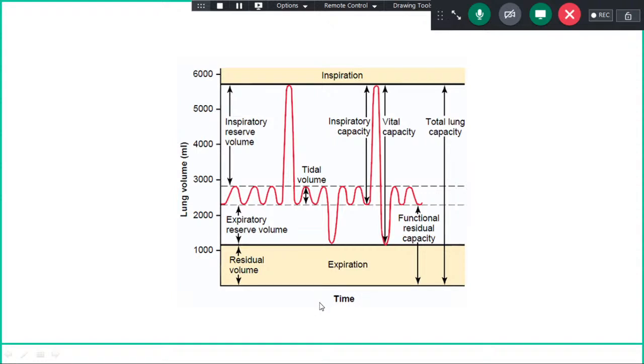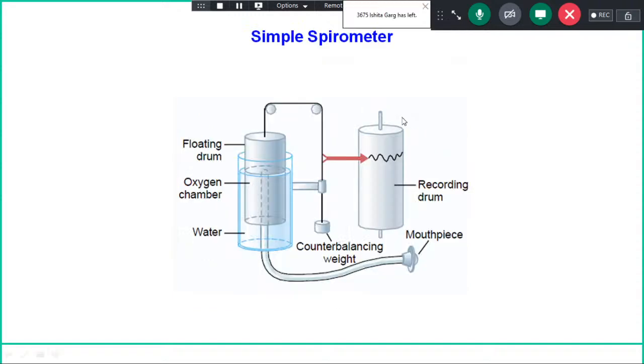I think we will discuss this graph in the end, but how they are determined first, because a similar diagram would be there towards the end. So, this is a simple spirometer. Spirometry is the technique by which you can measure the lung volumes and capacities.